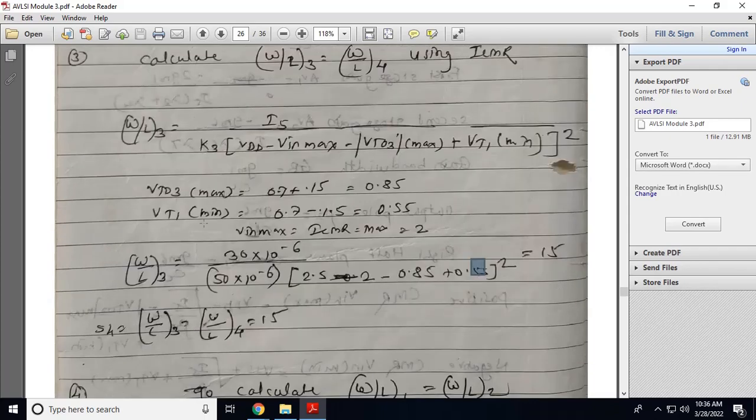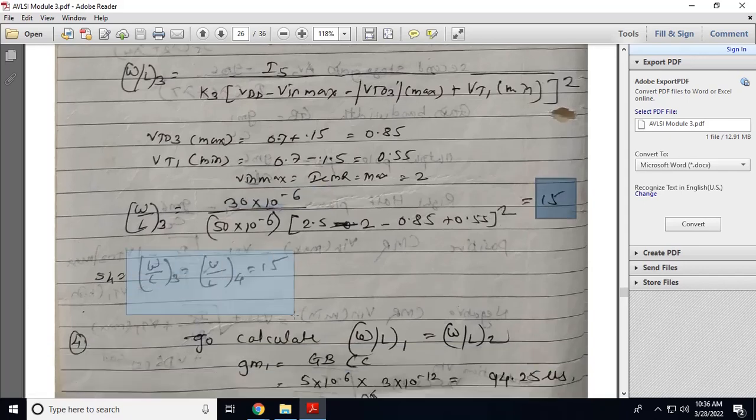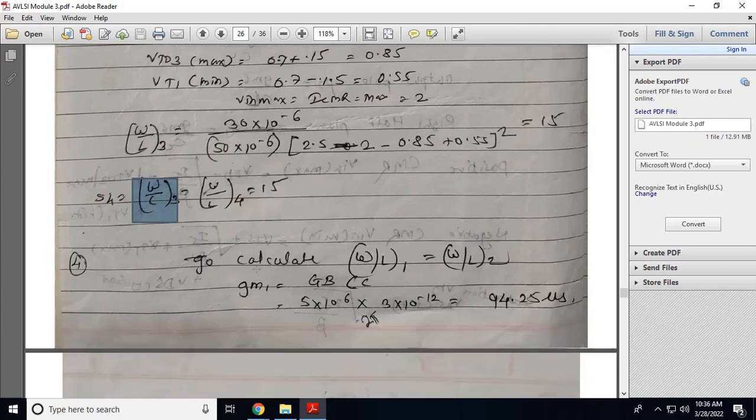bracket square. So 30 into 10 raised to minus 6 divided by 50 into 10 raised to minus 6 multiplied by 2.5 minus 2 minus 0.85 plus 0.55, bracket square. So the answer is 15. So size of 3 and size of 4 is equal to 15.